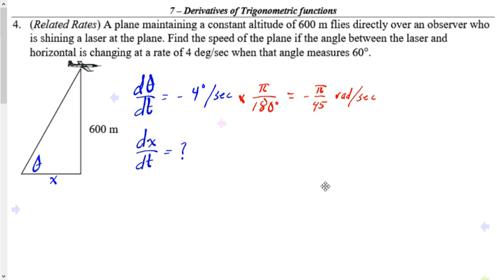Well, now we need an equation that will relate this side length x to this angle theta. And it's not a difficult equation. We have opposite and adjacent, which means we will want the tangent of theta is equal to 600 over x.